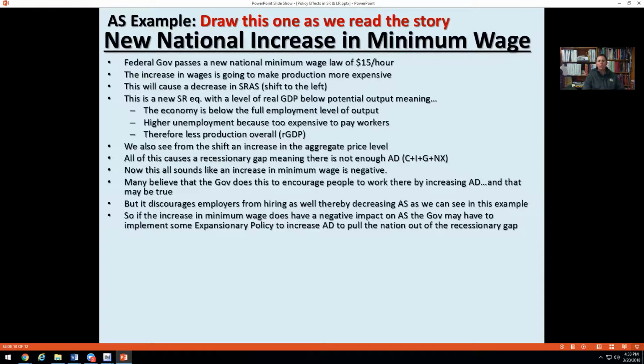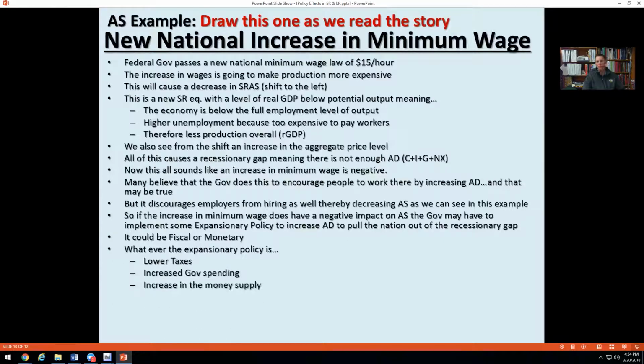So if the increase in minimum wage does have a negative impact on aggregate supply, the government may have to implement expansionary policy, or the Fed may have to implement expansionary policy. Okay, it can be done, like I said, through fiscal or monetary, depending on the institution: lowering taxes or increasing government spending for fiscal, or changing the money supply through the three Fed tools, OMOs, required reserve, or interest rates. Will increase aggregate demand, bringing us back to full employment.